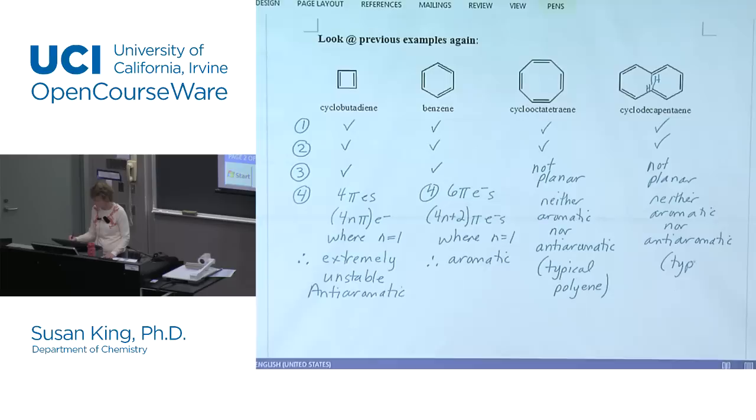So the question always comes up, how are we supposed to decide on an exam whether these things are planar or not? And the answer to that is that I will stick with six-membered ring and below, typically, so that you'll know. Because otherwise, it might not be obvious at all what's going on here.